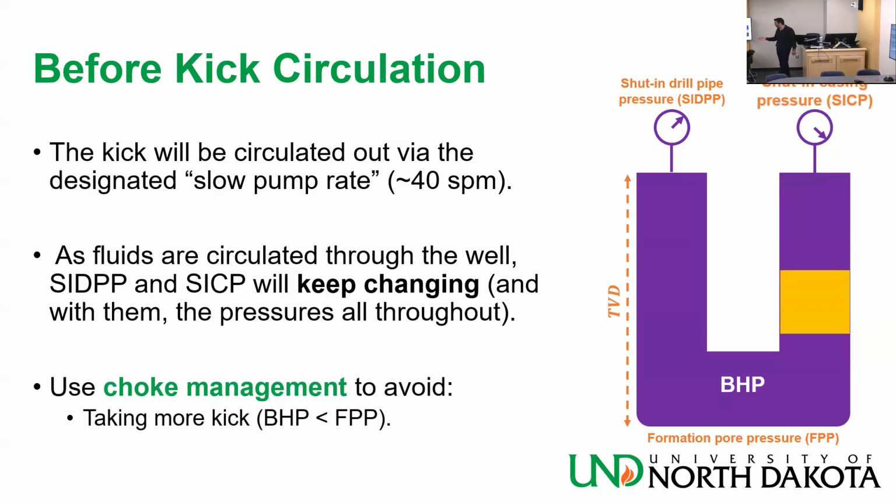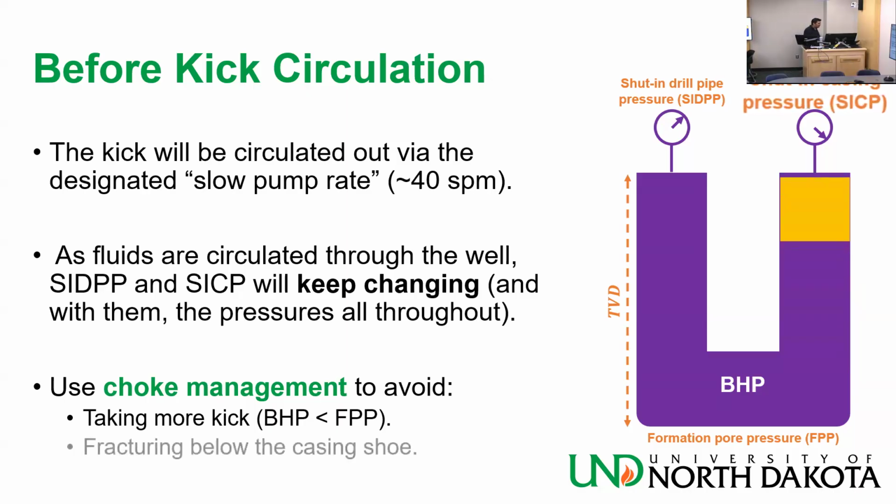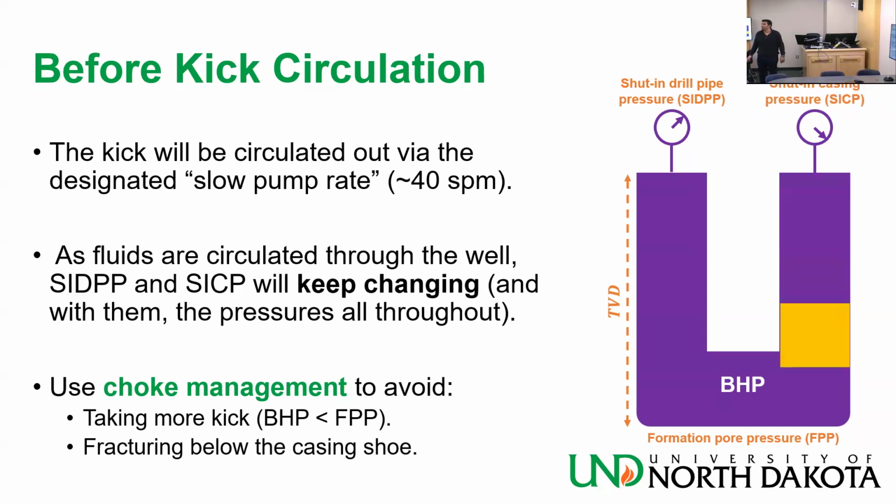You take more kick when the bottom hole pressure drops below the formation pore pressure, right? It's understandable. And also to prevent fracturing of the casing shoe, that's basically an underground blowout, what we have discussed. Okay, so you're going to use the choke management for that. You're going to move the choke accordingly and get the kick out of the hole.